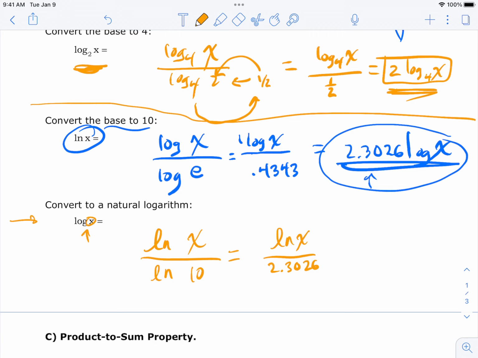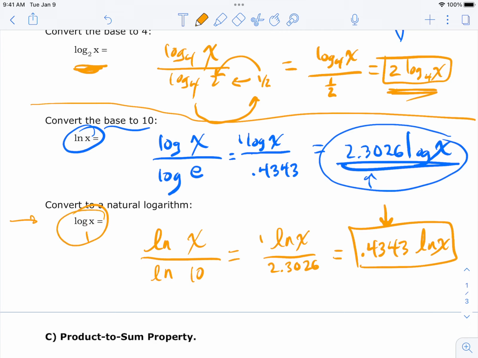Oh, where have we seen that number before? Now this is like 1 divided by 2.3026. So if I do that, 1 divided by that answer, I'm getting, guess what? 0.43. Yeah, I'll just round it to 0.4343 times the natural log of x. I've seen this number a lot. It happens a lot. So a log base 10 of x is basically 43% of a natural log of x, 0.4343 times the natural log of x.